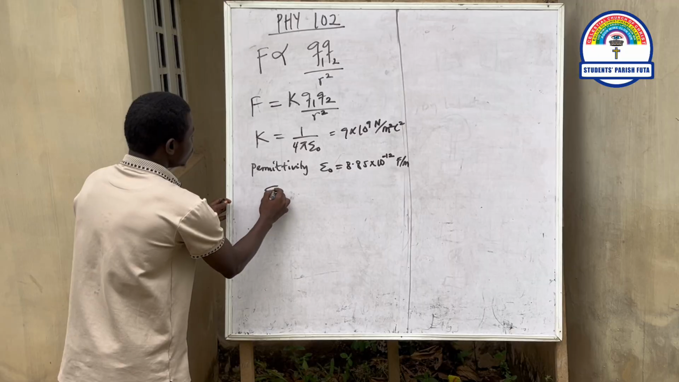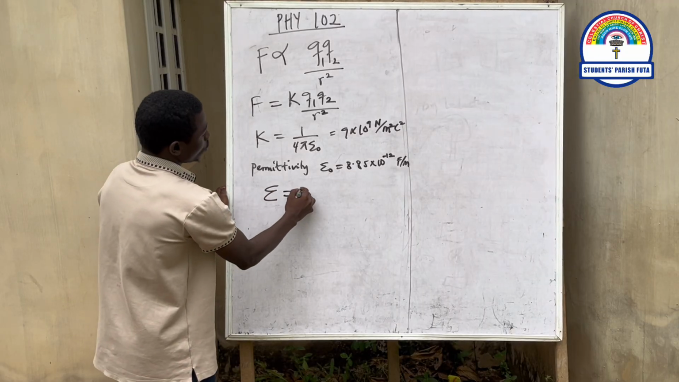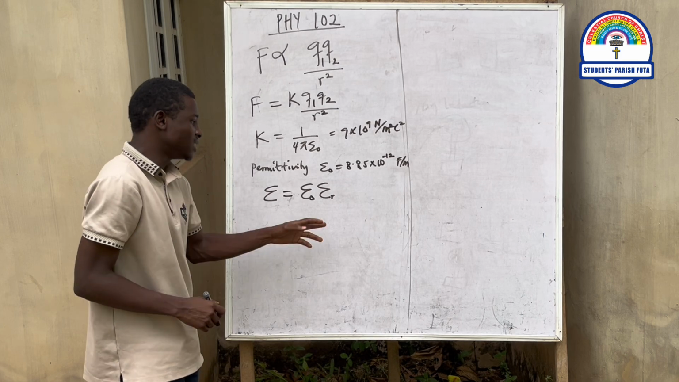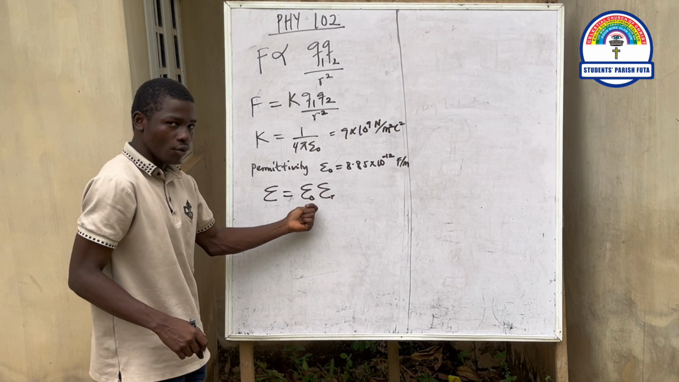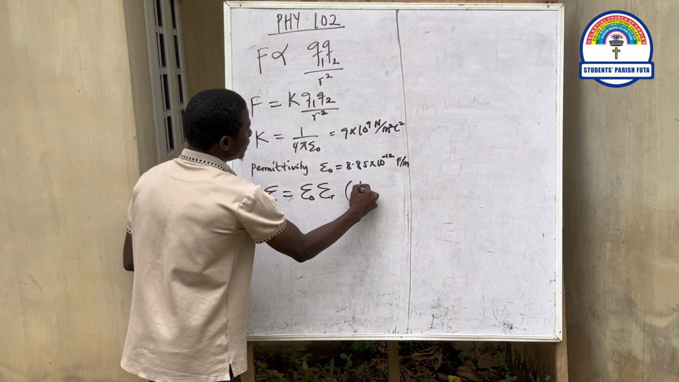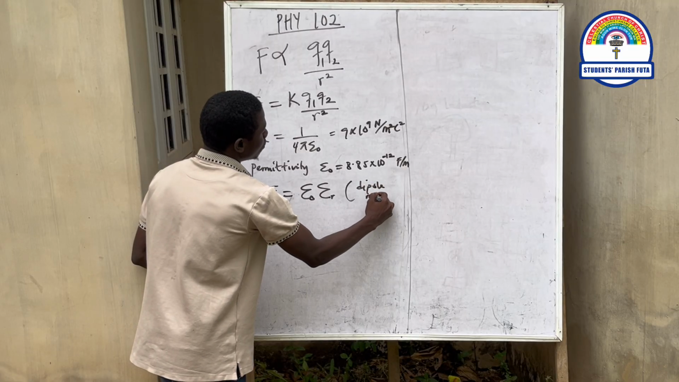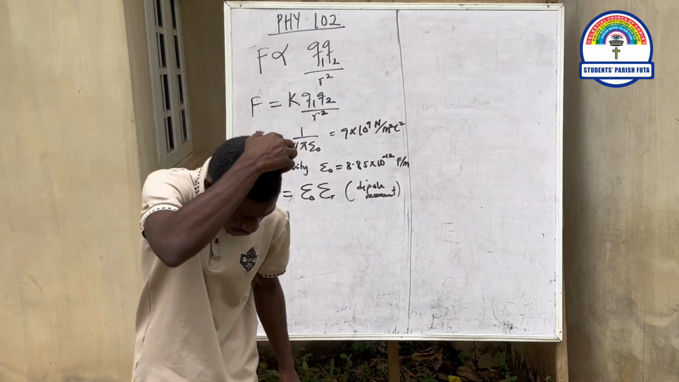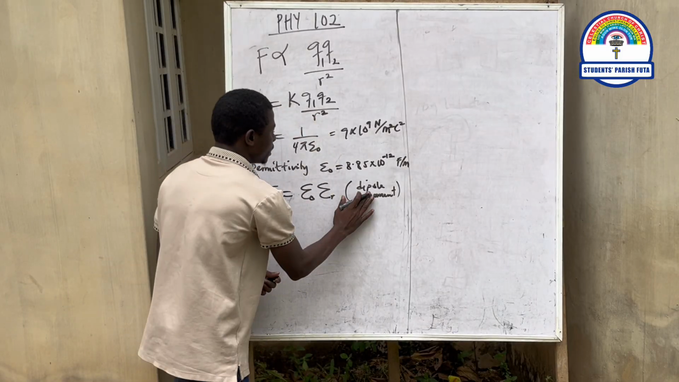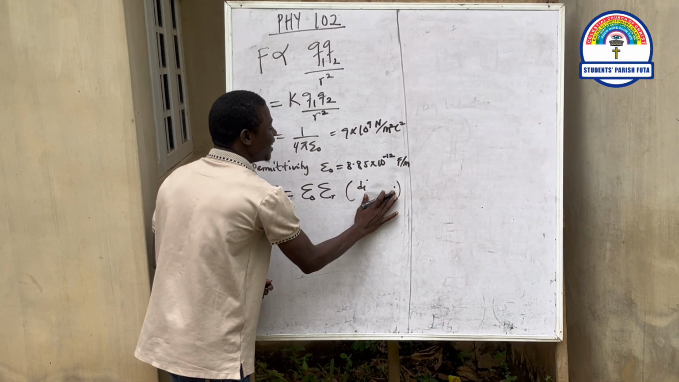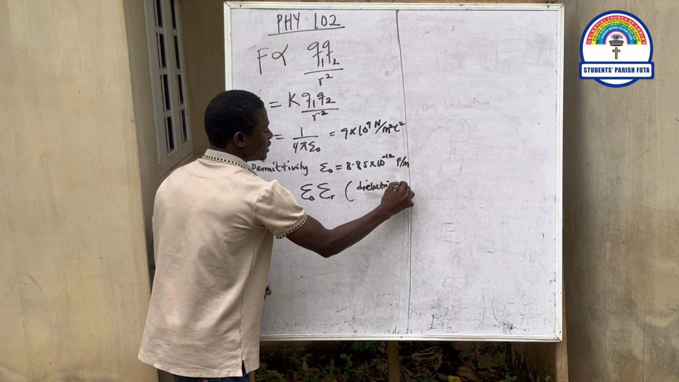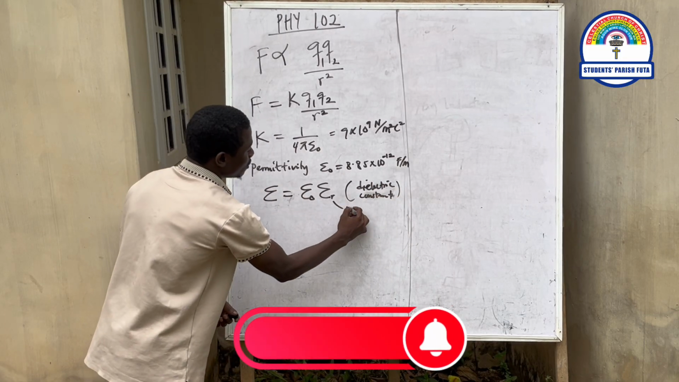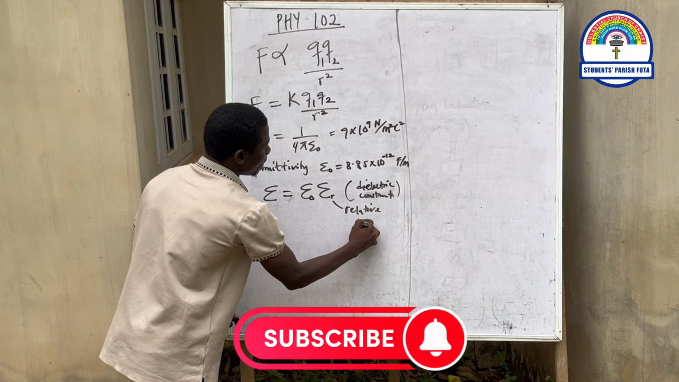So in that case, the permittivity you are using equals epsilon naught times the relative permittivity. So they'll give you the relative permittivity. Sometimes they call it the dielectric constant. Yes, they call it the dielectric constant, or the relative permittivity.